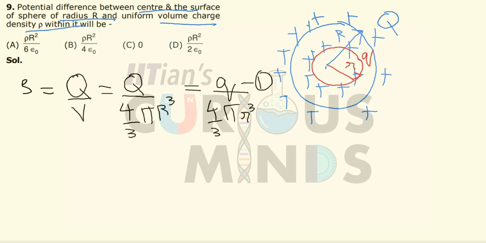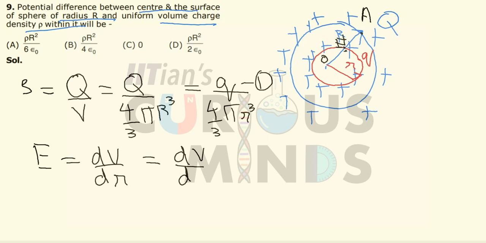Now we have to find out the potential difference between the center and the surface. Let the center be equal to point O, at the surface let it be equal to point A. So the electric field intensity at any point is given as dV by dx. In this case it will be given as dV by dr. Let the electric field intensity at point B, between these two points, be equal to E. So it can be written as dV divided by dr, where r becomes the radius.